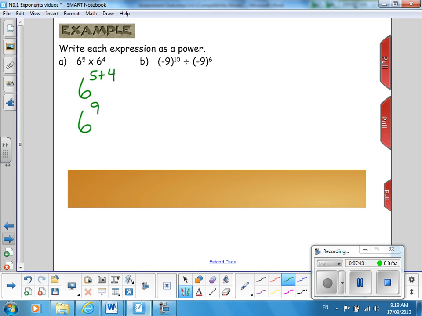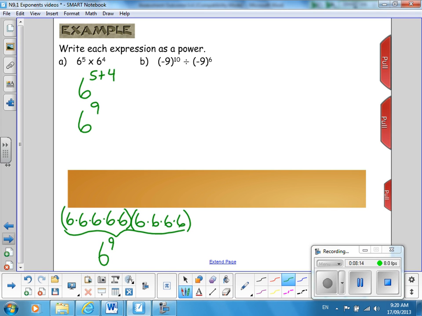If you were unsure about that, we could demonstrate it. 6 to the exponent 5 means 6 times itself 5 times. 6 to the exponent 4 means 6 times itself 4 times. Multiplication can be done in any order. So how many 6s do we have? 9 of them. So it's 6 to the exponent 9.